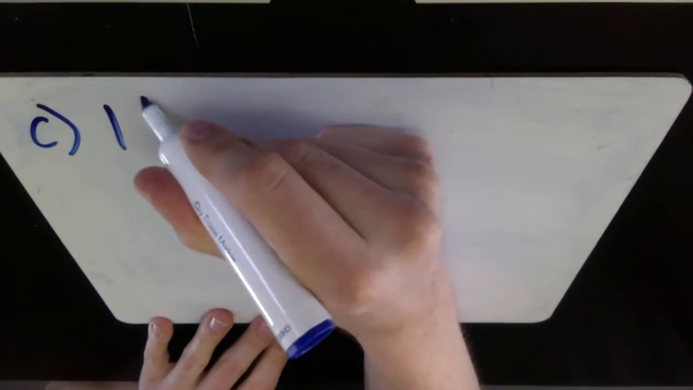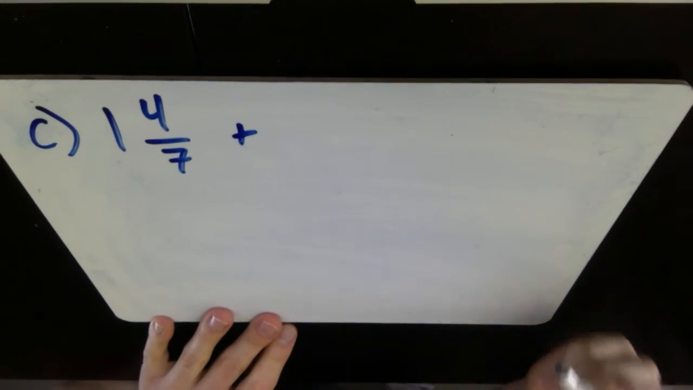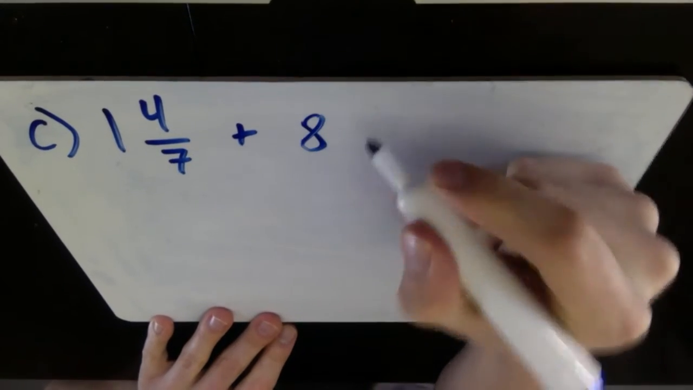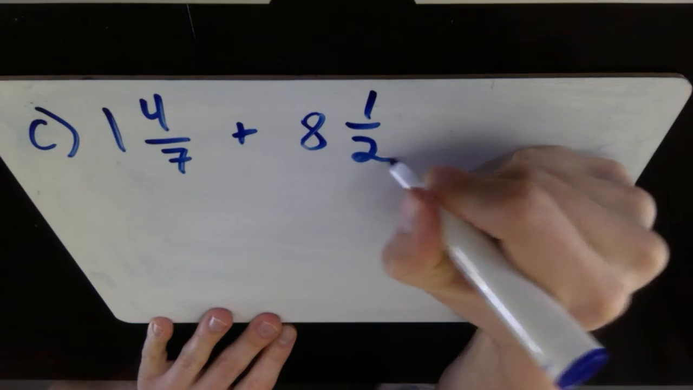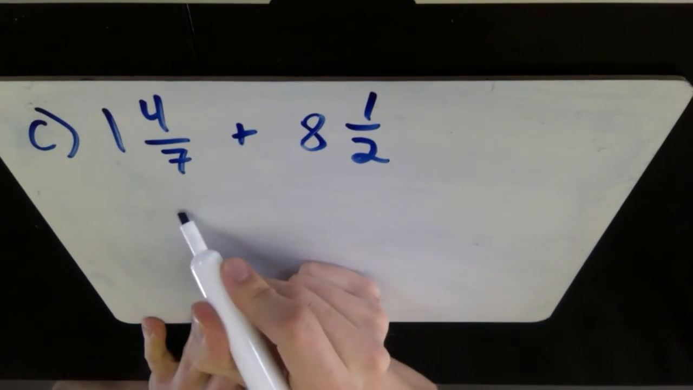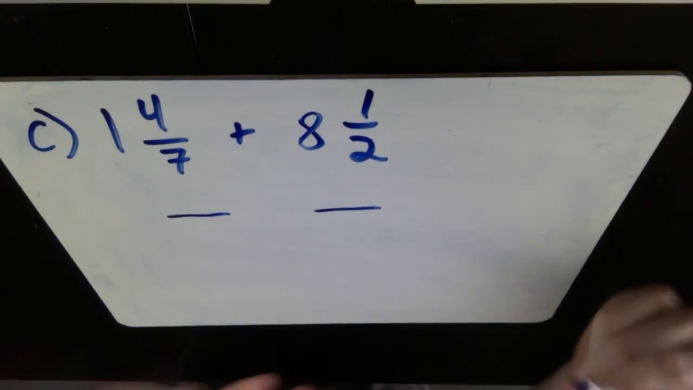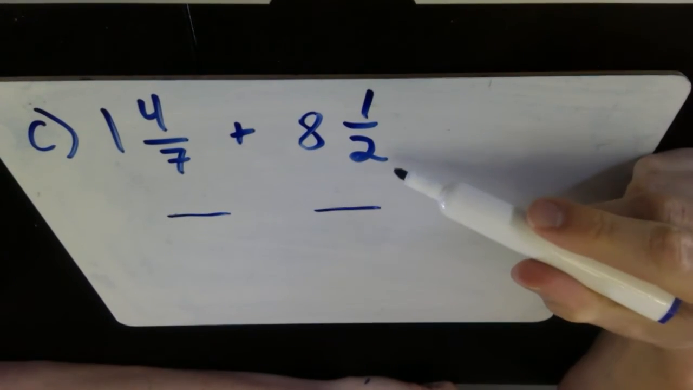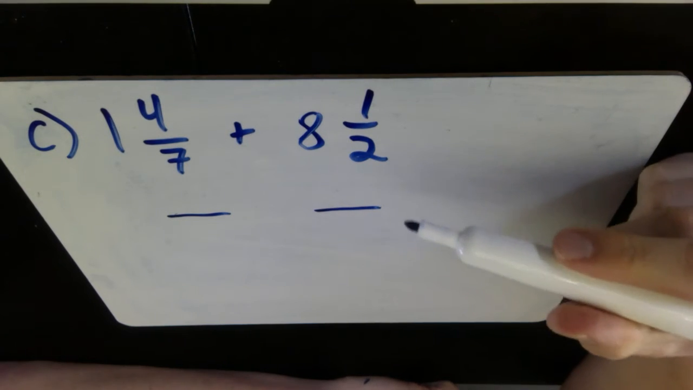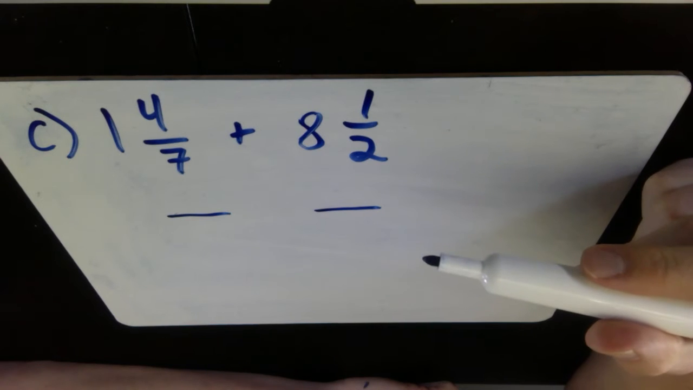So for C, we have 1 whole and 4 over 7 plus 8 wholes and a half. So same thing, we've got to find our common denominator to create our new fractions. Let's count up our multiples: 2, 4, 6, 8, 10, 12, 14, 16, 18.